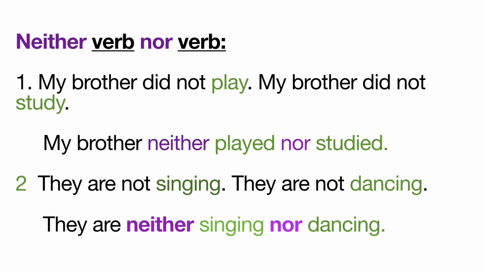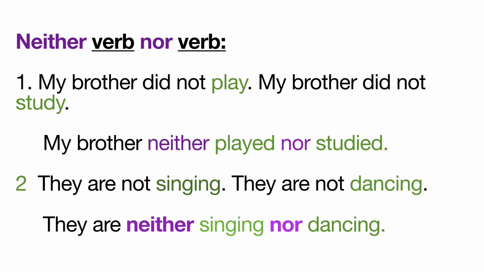Now come to this next structure, neither verb nor verb. First example, my brother did not play, my brother did not study. In both these negative sentences, the subject my brother is the same and the verbs play and study are different. So the structure will be: my brother neither played, one verb, nor studied, second verb. Students, we used neither nor instead of did not. And as this is simple past tense, verbs changed into played and studied.